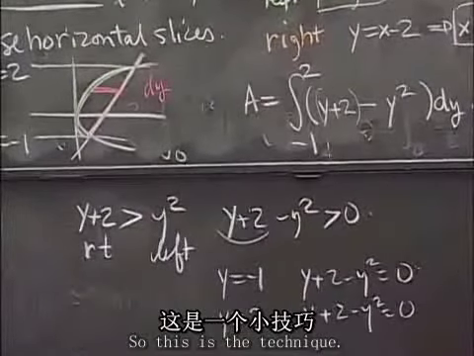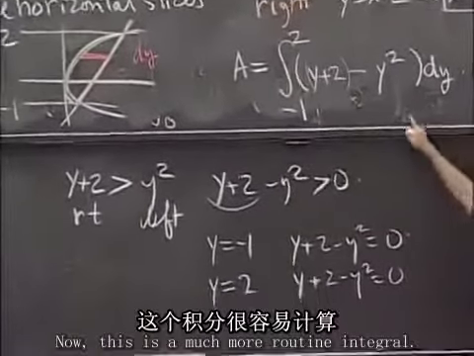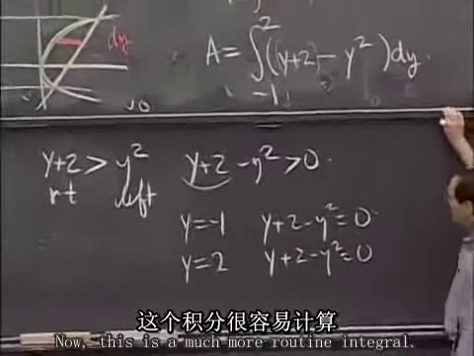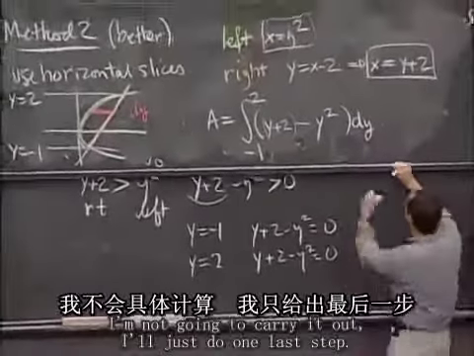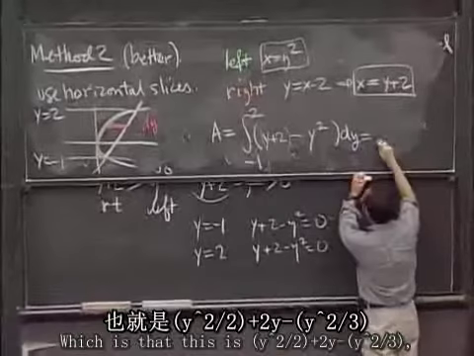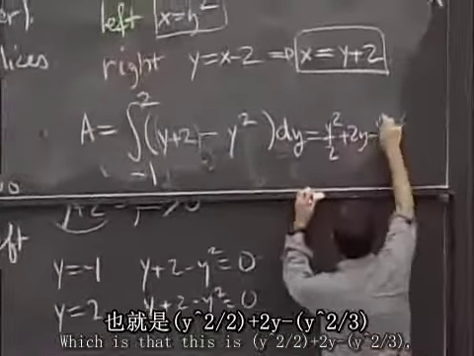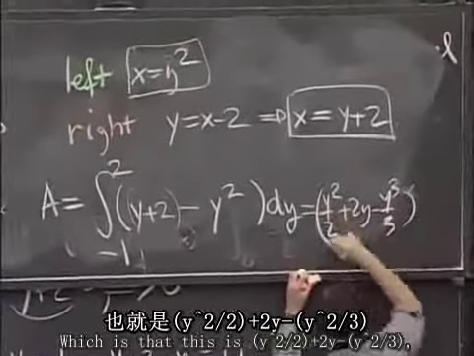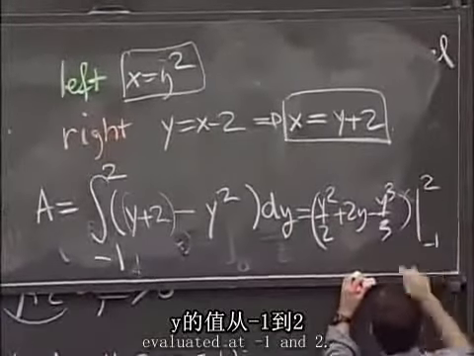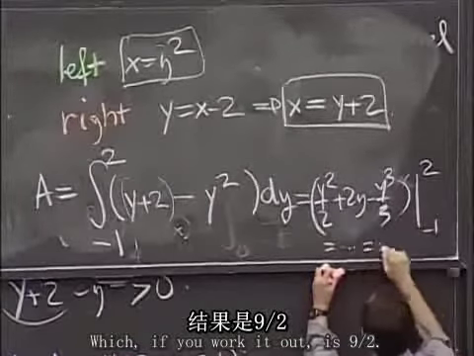So this is the technique. Now, this is a much more routine integral. I'm not going to carry it out. I'll just do one last step, which is that this is y squared over 2 plus 2y minus y cubed over 3, evaluated at -1 and 2, which, if you work it out, is 9/2.